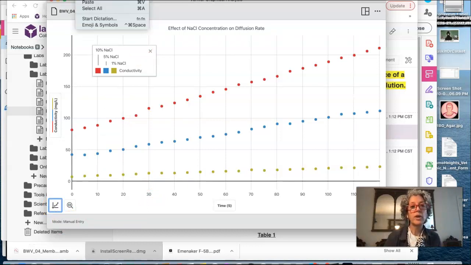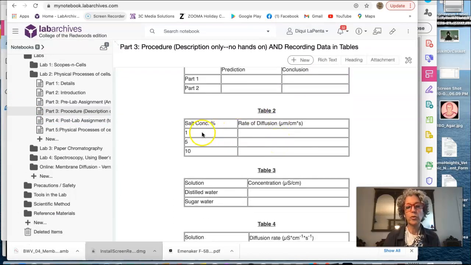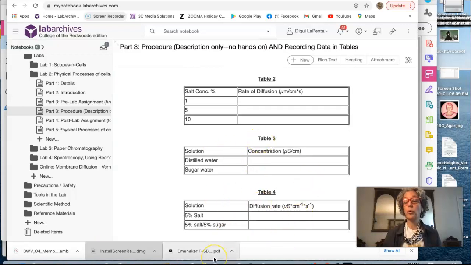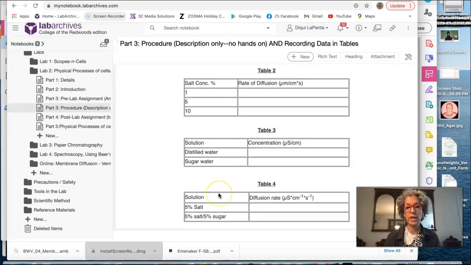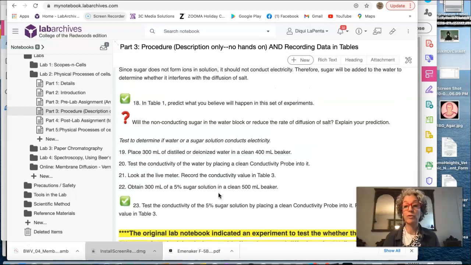You can copy the graph and then you'd be able to paste that into your lab notebook, because you do need to include the graph so that I could see that you did actually look at the graph and you use the program to get the data. Let's go back here. And so there's your table 1. The table 2 for the rate of diffusion, which is that slope for the 1, 5, and 10%. And the table 3, I will eliminate the table 4 because you don't need that. So record all of your data. And I will also put a point in here for you to paste in your graph. You do need to include the graph in your lab report.